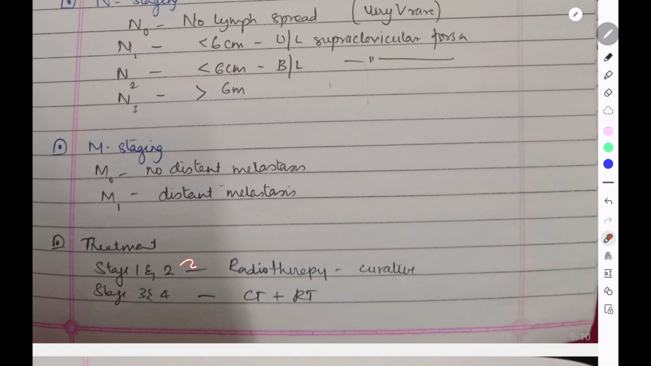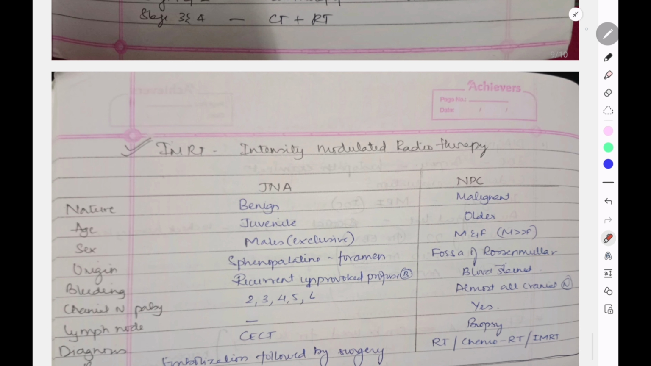Okay, so in stage 1 and 2, we will go for radiotherapy and then curative management. In stage 3 and 4, since it is highly severe, we have to go for chemotherapy and then radiotherapy. Other treatment is IMRT, that is intensity modulated radiotherapy.